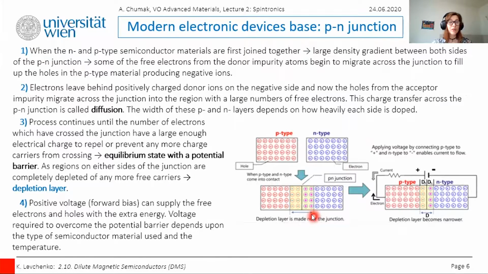In the end, this process continues until the equilibrium state is reached. It's a depletion region with some potential barrier. And there will be no flow of further electrons unless we apply additional energy in the form of forward bias to the junction. The voltage required to overcome the potential barrier depends on the type of semiconductor material used and obviously the temperature, as we have seen from the previous slide.